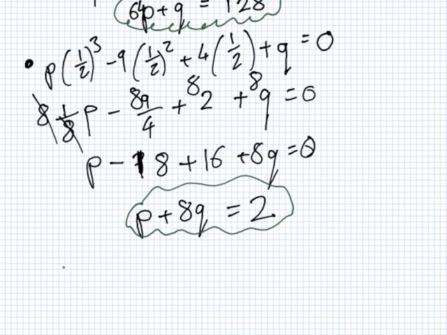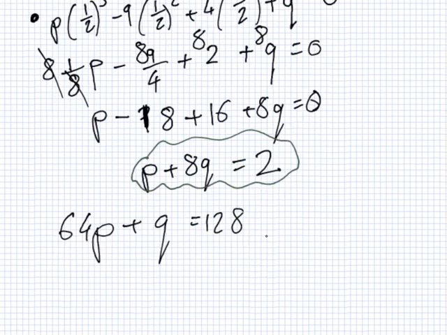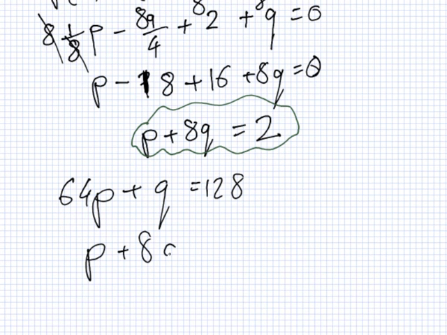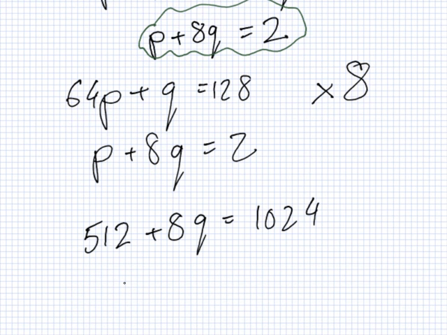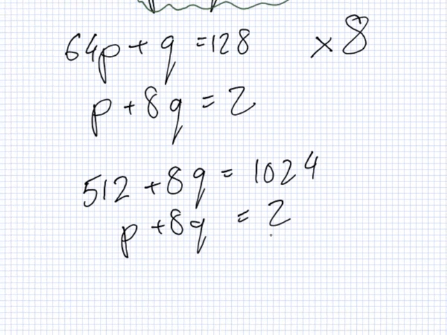So we have our 2 equations, 64p plus q equals 128. And then our next equation is p plus 8q equals 2. So I think maybe the best thing to do is multiply this one by 8. So if I multiply this by 8, 64 times 8 is 512, plus 8q equals 128 times 8 equals 1024. And then here we have p plus 8q equals 2.